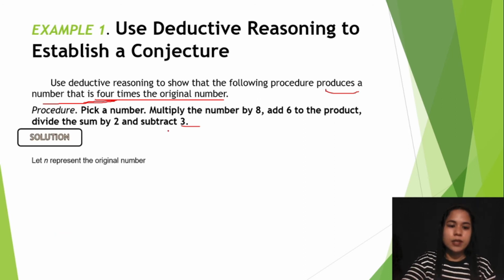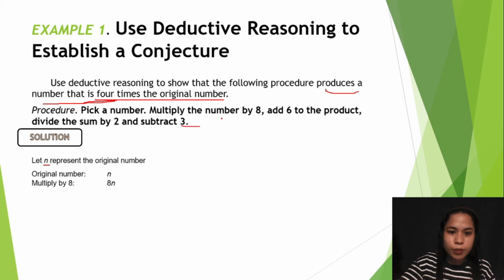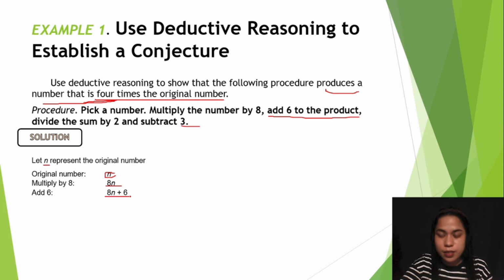So dito sa deductive reasoning, we let n represent the original number. So kung kanina doon sa inductive reasoning, nagbigay tayo ng original number, different kinds of numbers. Dito, isa lang. We use a variable, or we represent n as the original number. Then, following the procedure, multiply the number by 8. So, since our original number here is n, if we multiply it by 8, then we have the product 8n. And we need to add 6 because this is our next procedure. So, 8n plus 6.